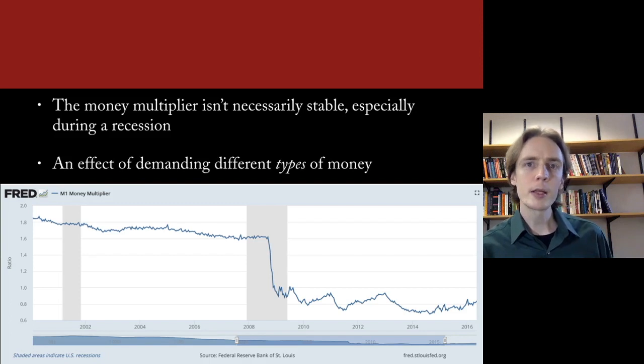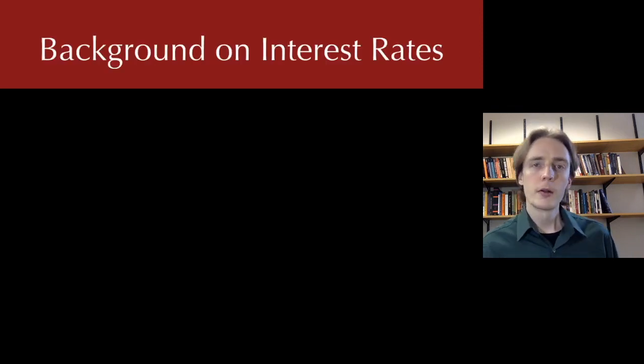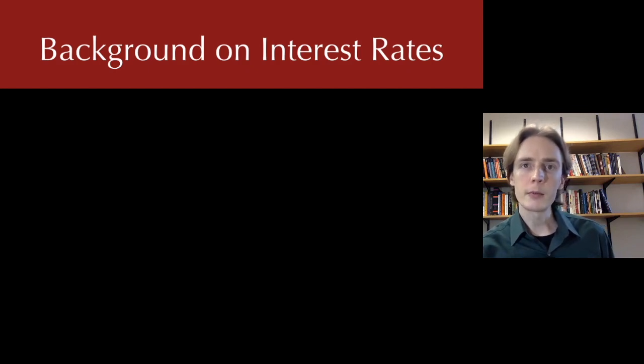Right? And this happened because people are demanding different types of money. This is our scramble to safety that's going to cut that money multiplier when the demand for money rises. And interest rate targeting is a way of trying to deal with this problem, especially when you can't count on that ratio being constant. So let me back up here and go into a little bit more detail on the mechanics of how this works.